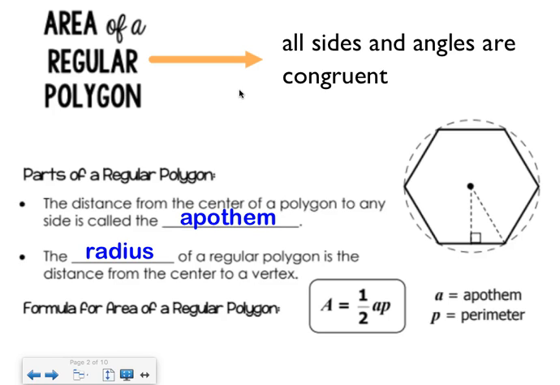Then we have some special parts to our polygon. The first one is the distance from the center to any side. So from the center to a side is the apothem. You can say apothem or apothem, they can be used interchangeably. I'll probably say apothem because that just comes off easier for me. So I'm going to label that A. That's the distance from the center of your polygon to a side.